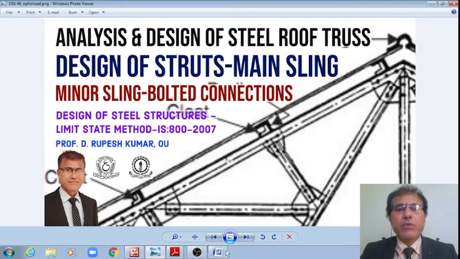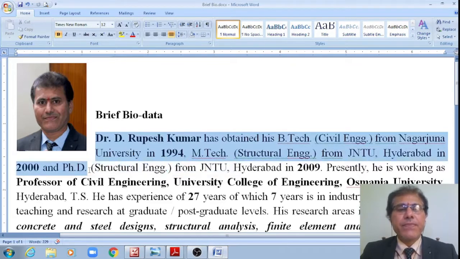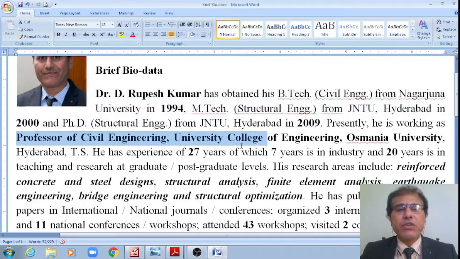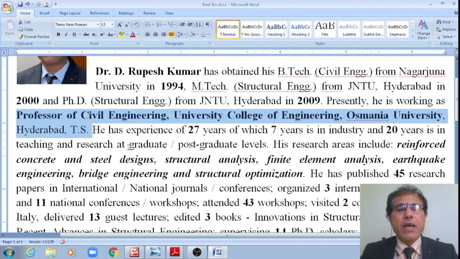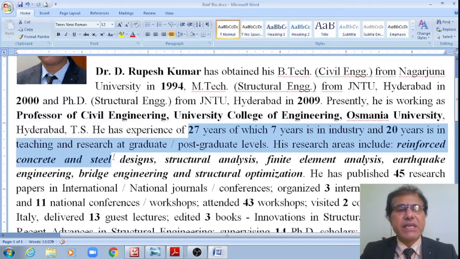That is I, Dr. D. Rupesh Kumar, obtained my BTech in Civil Engineering from Nagarjuna University in 1994 and MTech in Structural Engineering from JNTU Hyderabad in 2000 and PhD in Structural Engineering from JNTU Hyderabad in 2009. Presently, I am working as Professor of Department of Civil Engineering, University College of Engineering, Osmania University, Hyderabad, Telangana State. I have an experience of 27 years, of which 7 years is in industry, 20 years is in teaching and research at graduate and postgraduate levels.